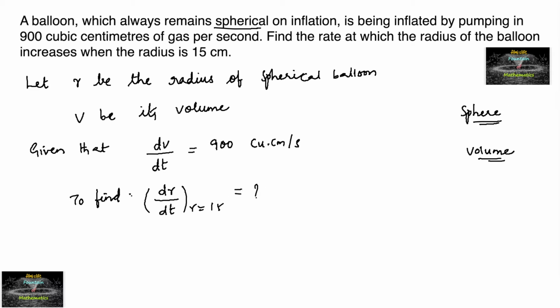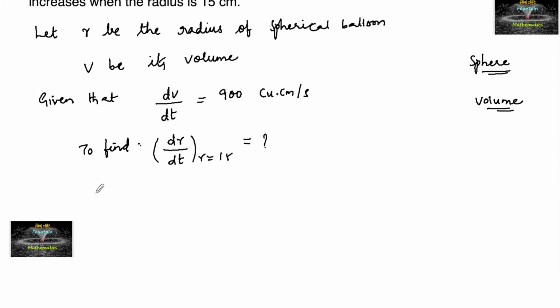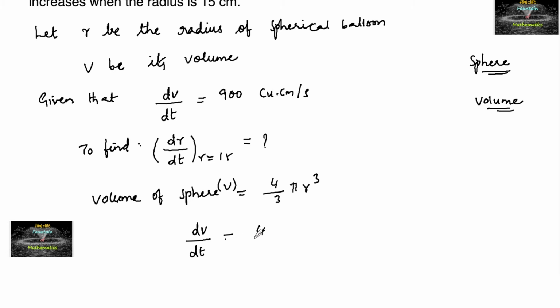Okay, now let's consider the volume of a sphere. We have volume of sphere is equal to 4 by 3 pi r cube cubic units. So V is equal to 4 by 3 pi r cube. Now differentiating with respect to t, we will have dV by dt is equal to 4 by 3 times pi into r cube, whose differentiation is 3r square into dr by dt.